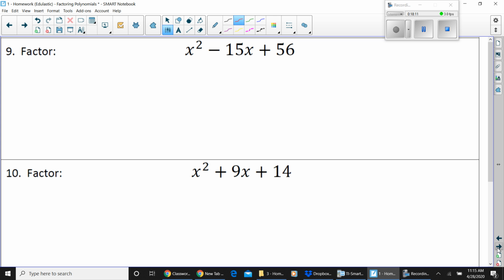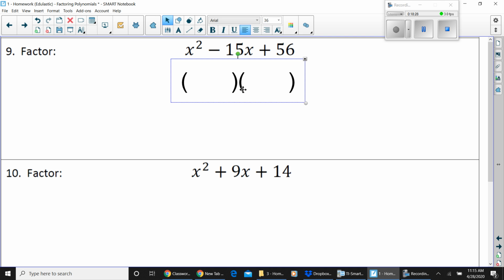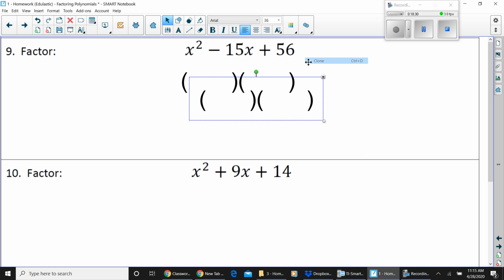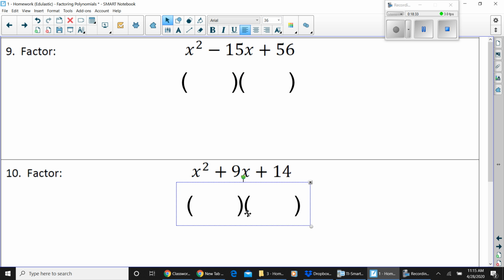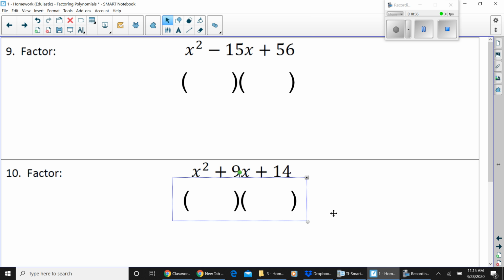Going to the next one, again I am going to put my parentheses down, and this is another trinomial that you know you're going to have to factor. I'm going to put the same thing here. If you want to go ahead and do number 9 and 10, see if you can do those. You can press pause now and unpause it when you're finished with both problems. Press pause now.